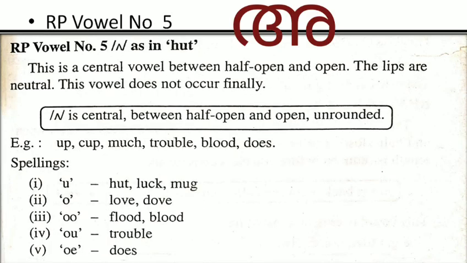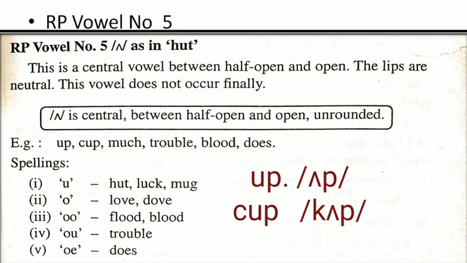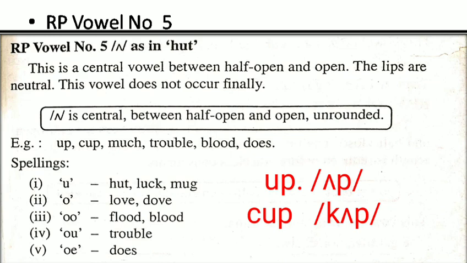RP vowel number 5, A as in hut. This is a central vowel, between half open and open position. The lips are neutral. This vowel does not occur finally in English. It is a central, between half open and open, unrounded vowel. That is the three-term formula. Example, as in up, it comes in the initial position, but in much, it comes in middle position, and in trouble, it comes in middle position.